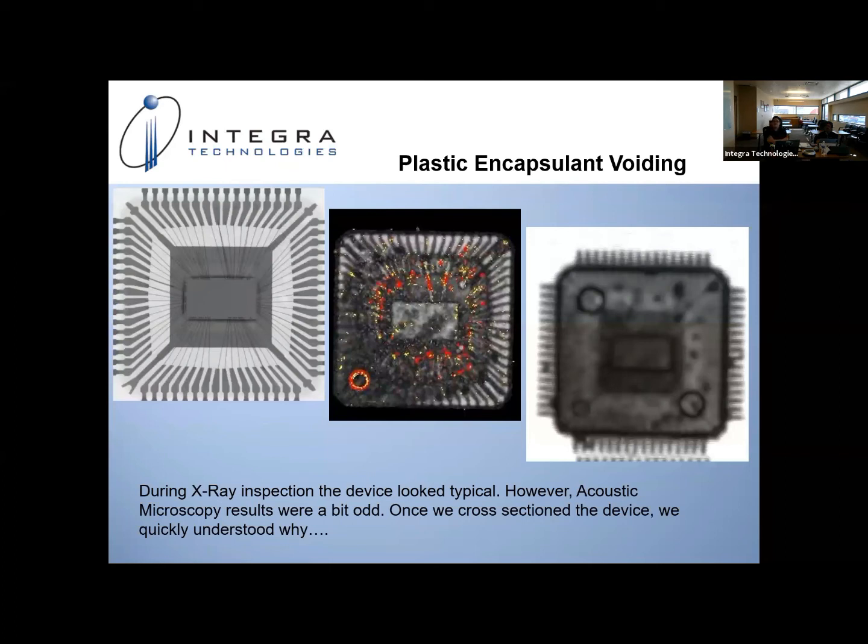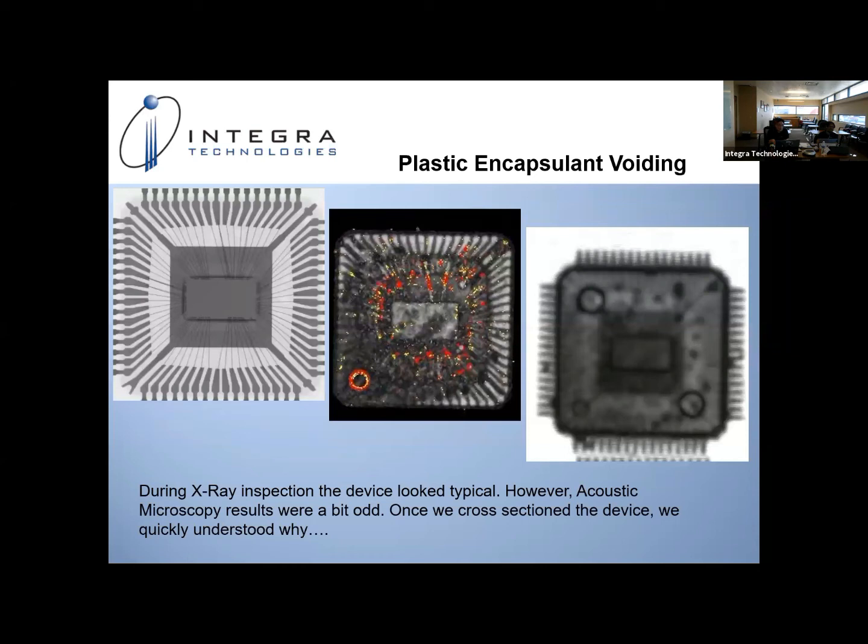All right, so plastic encapsulant voiding. This is a great example of why X-ray may work in some cases, why it may not, and why CSAM may be a better choice for doing your non-destructive screen. You have your X-ray image on the top left-hand side. The device looks great. We're not seeing any plastic molding concerns, no bonding concerns, no lead frame concerns, and no die concerns. When we put this part into scanning acoustic microscopy, we noticed a lot of interference, more so than we've ever seen.